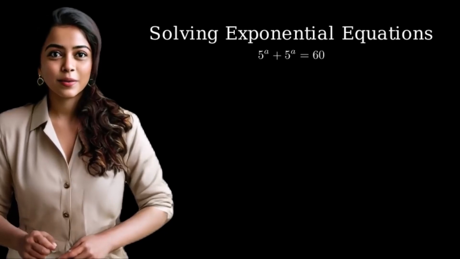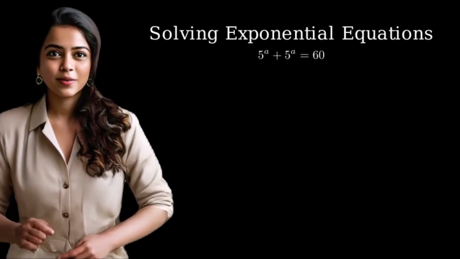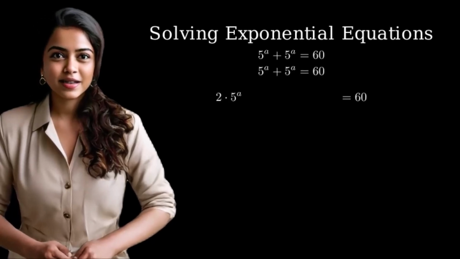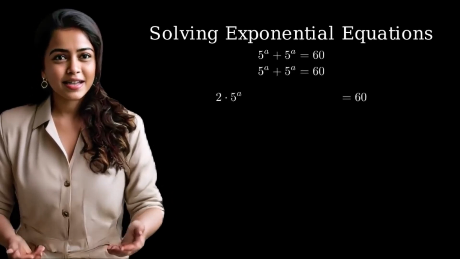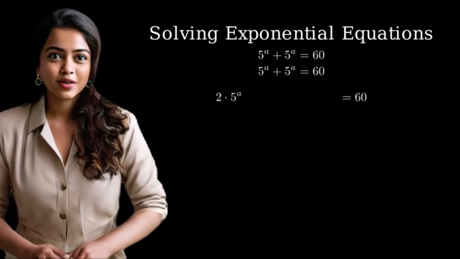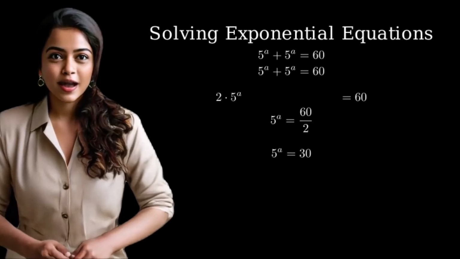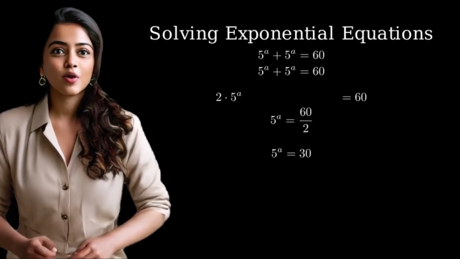Let's solve for a in the equation 5 to the power of a plus 5 to the power of a equals 60. First, let's combine like terms. We have two identical terms of 5 to the power of a, so this is the same as 2 times 5 to the power of a equals 60. Next, we'll divide both sides by 2 to isolate 5 to the power of a.